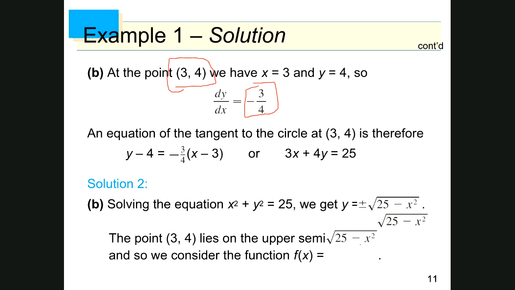Obviously, if you use the equation of a straight line, y minus y1 equals m times (x minus x1), you get the equation of the tangent line. All right, straightforward and easy.